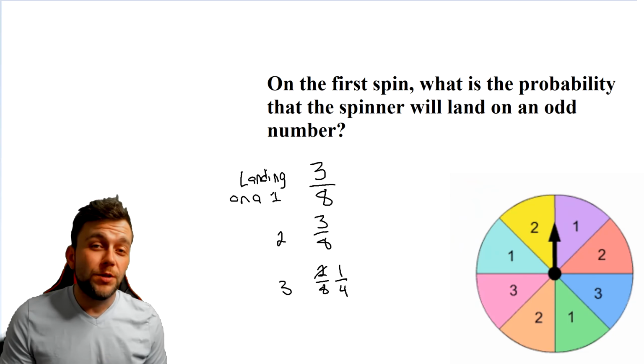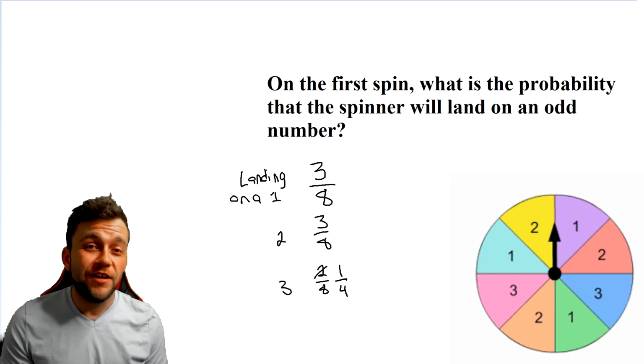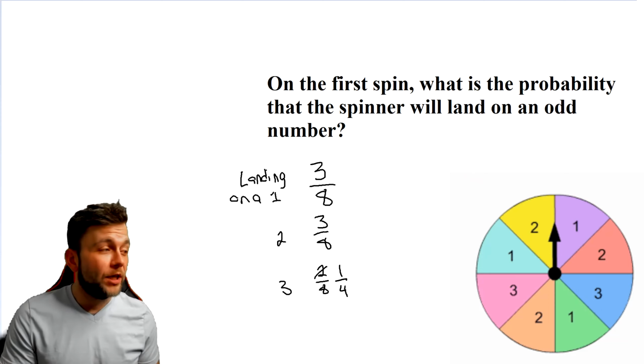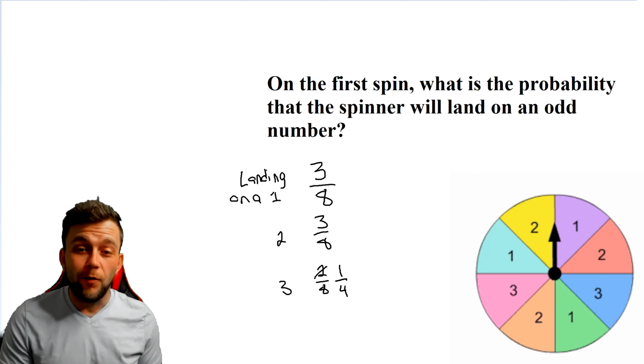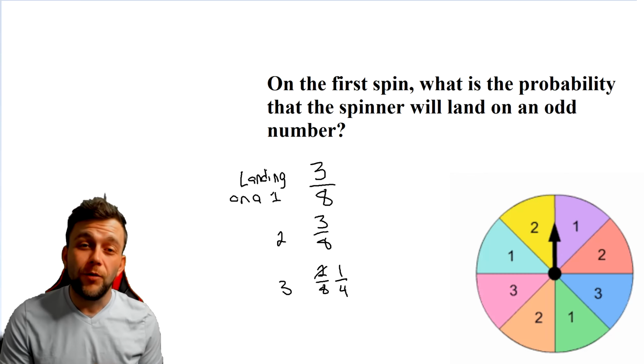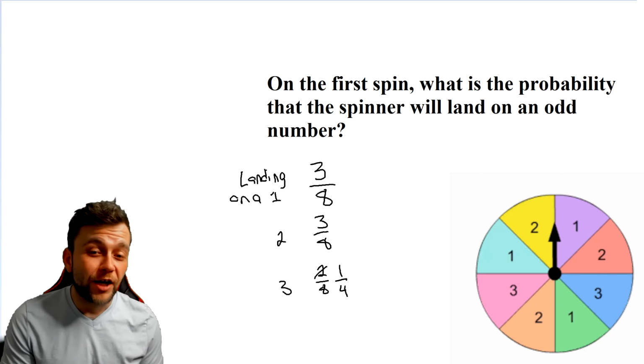On the first spin, what is the probability that the spinner will land on an odd number? Well, when we look at it, we have our probability of landing on 1, which is 3 out of 8, and our probability of landing on 3, which is 1 out of 4. You have to add those two fractions together.